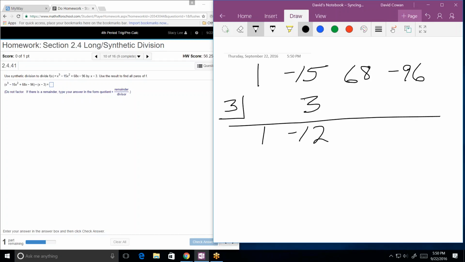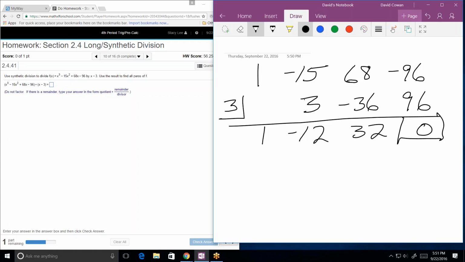Bet you this comes out with a 0 remainder. Yep. You know how I knew it was going to be a 0 remainder? Because they said use the result to find all of the zeros. Well, the only way I could do that is if this was one of the zeros. And the only way this could be one of the zeros is if my remainder came out to be 0.